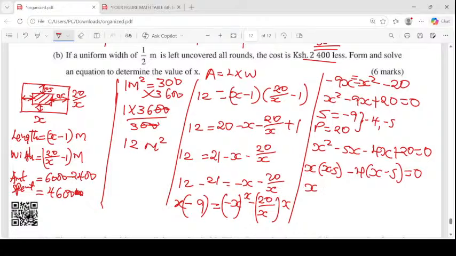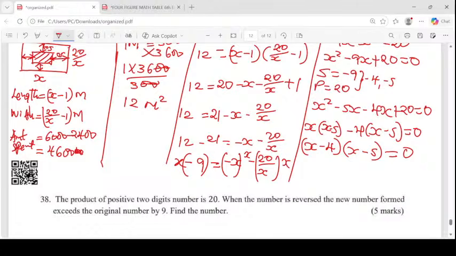I have x minus 4, x minus 5 being equivalent to 0. And if that is the case, then it will mean x can be equal to 4 meters or 5 meters. That is how you should have done that particular question to get it right.